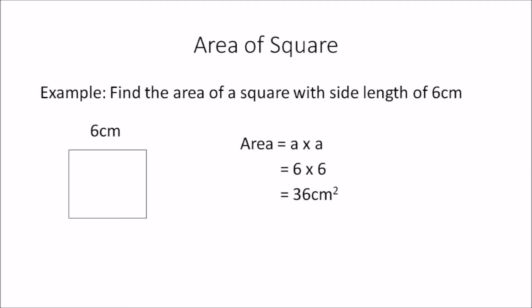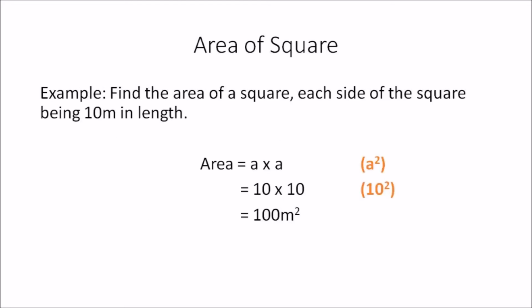In this example, find the area of a square with a side length of 6 centimeters. We'll use the same formula. Area is equal to A times A, and the side length is 6 centimeters, so we'll do 6 multiplied by 6, and the answer you get is 36 centimeters squared. We just use the squared at the end of the unit or the measurement to denote the fact that the answer is an area, right? It's a calculation for area.